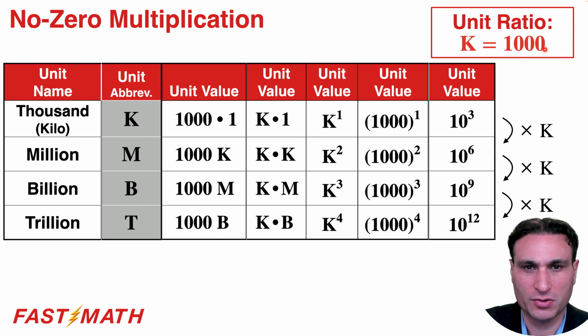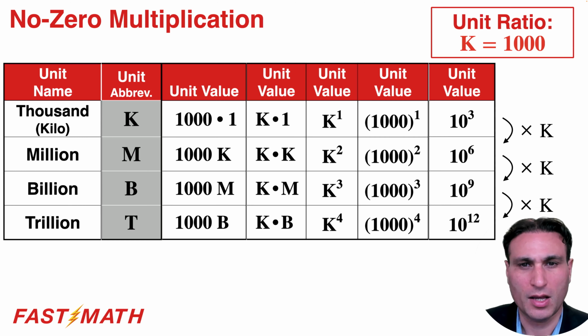Defining k as 1,000, or 10 to the third, and using these definitions of the unit values, we can express these unit values in scientific notation with a base 10 exponent, as shown here in this column. Again, these definitions are all equivalent. These are all different ways of expressing the same information. These aren't the only ways to express the unit values. I have several other ways in my free course.